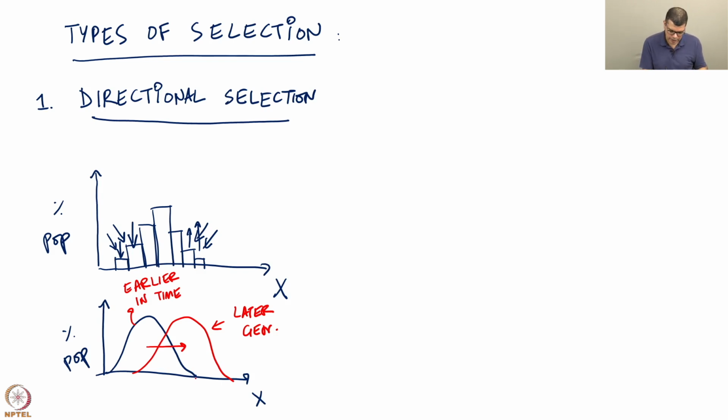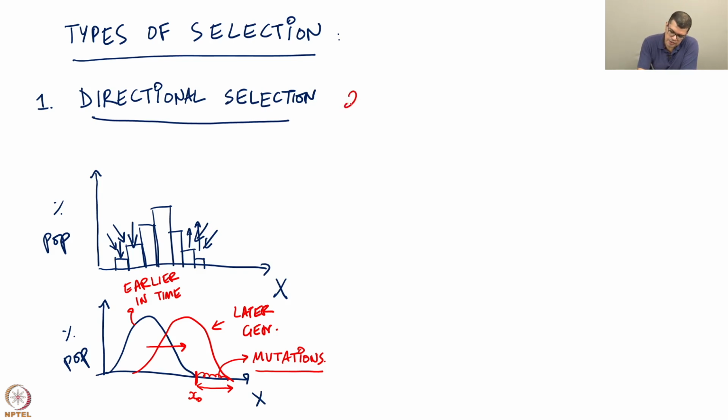You will notice that in the earlier population, there were no individuals which exhibited values of X greater than this particular value X naught. So, you might wonder as to where did these individuals come from. These came from new mutations that occurred in the population, which is something that we will discuss in the next video. So, this form of selection is called directional, where the entire population moves in a particular direction.